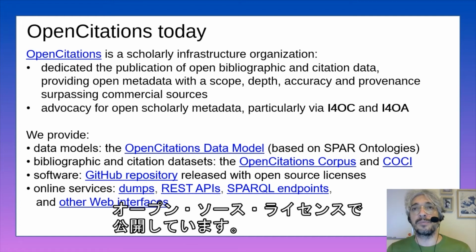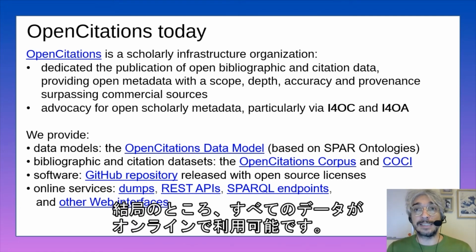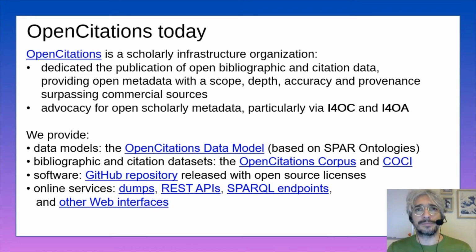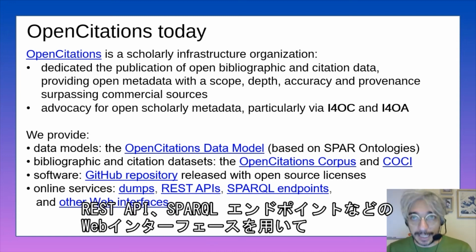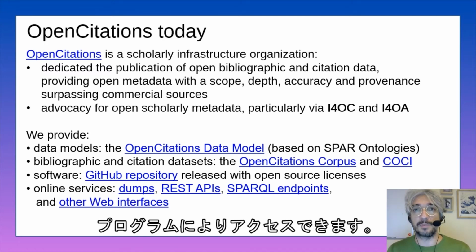Finally, all the data that are available online are released as full dumps of OpenCitations data that can be downloaded. And these data, the same data that you can download in the dump, can be also accessed programmatically via REST API, SPARQL endpoint, and other web interfaces.